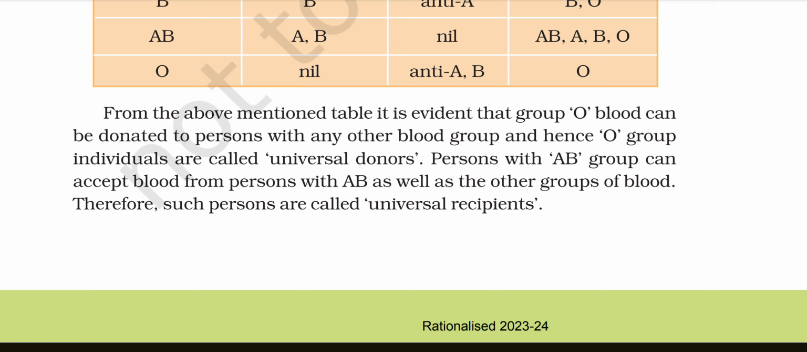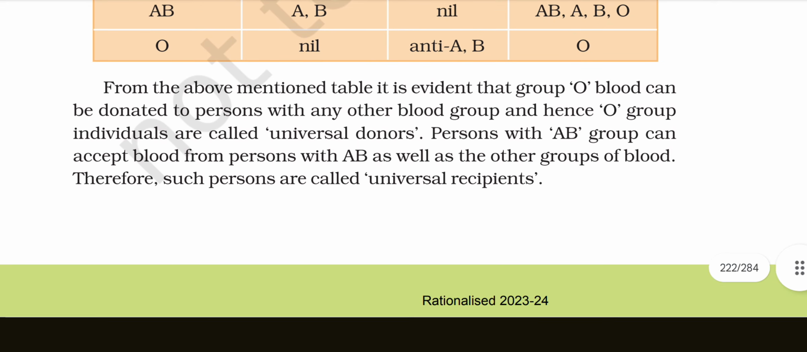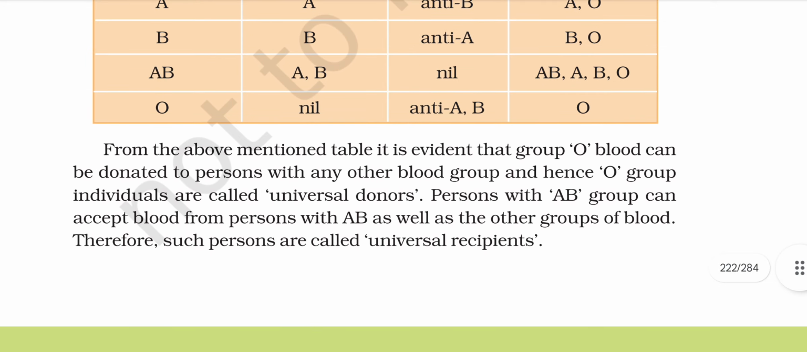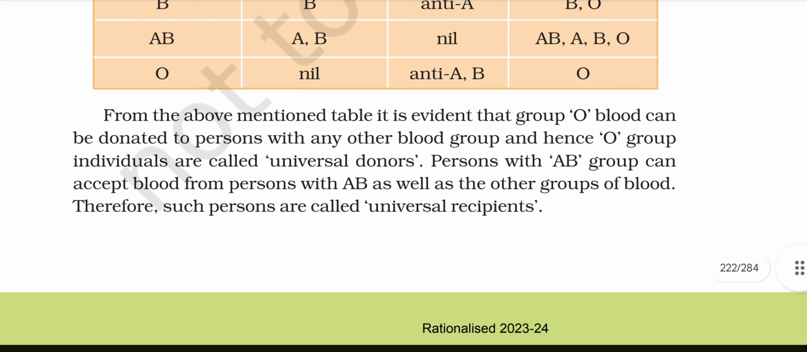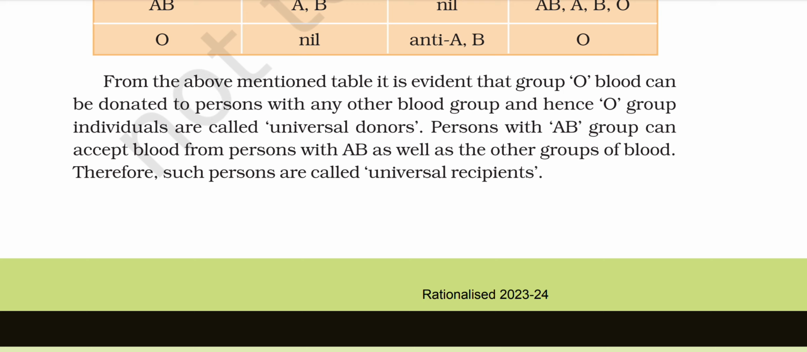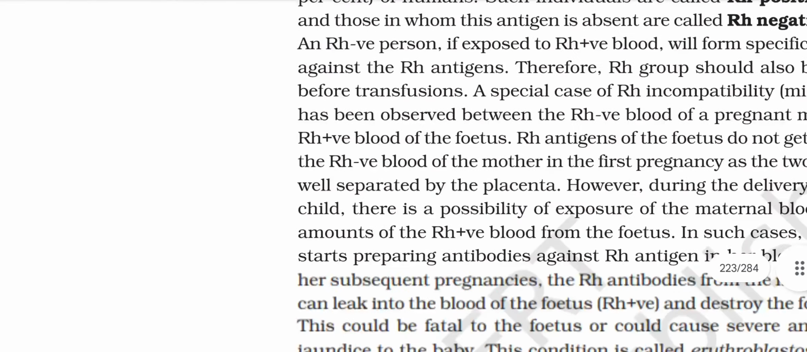If we look at the above-mentioned table, it is evident that blood group O can be donated to a person with any blood group. Yes, O can donate to anyone, and hence O group individuals are called universal donors. Persons with AB can accept blood from persons with AB as well as the other groups of blood. Therefore, such persons are called universal recipients.